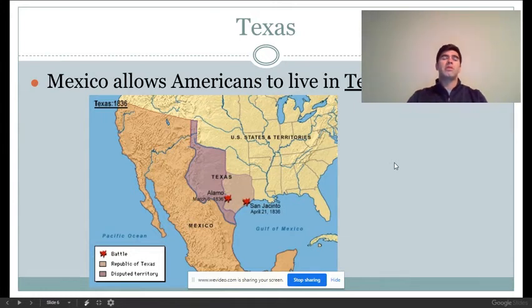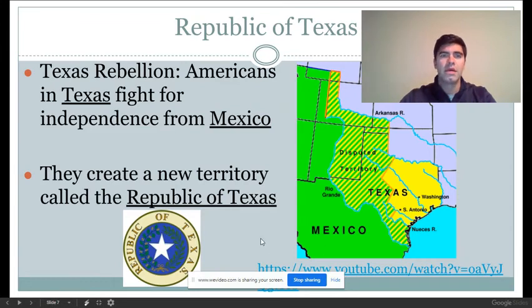Now, Mexico is going to allow Americans to live in Texas. So a bunch of Americans begin to move out to Texas, and they enjoy living in the area of Texas. What they don't enjoy is being under the control of the Mexican government when they are moving to places like Texas. So what the Americans living in Texas decide to do, because they don't like being under the control of the Mexican government, is they're going to declare themselves independent of Mexico's government's control.